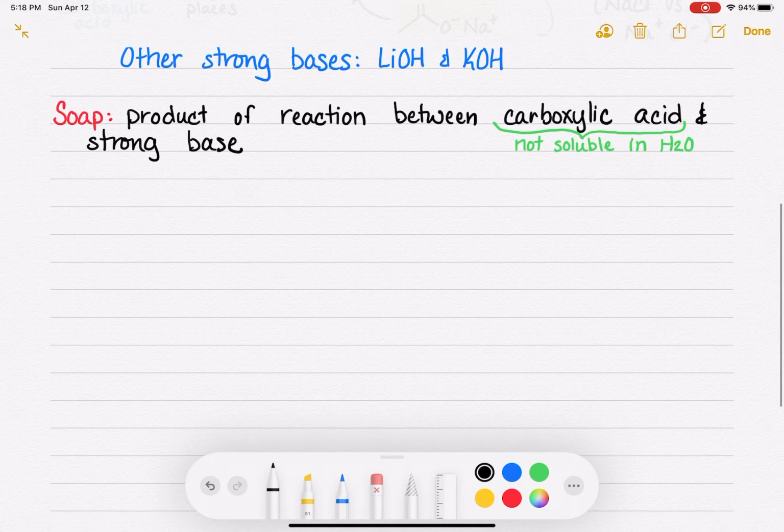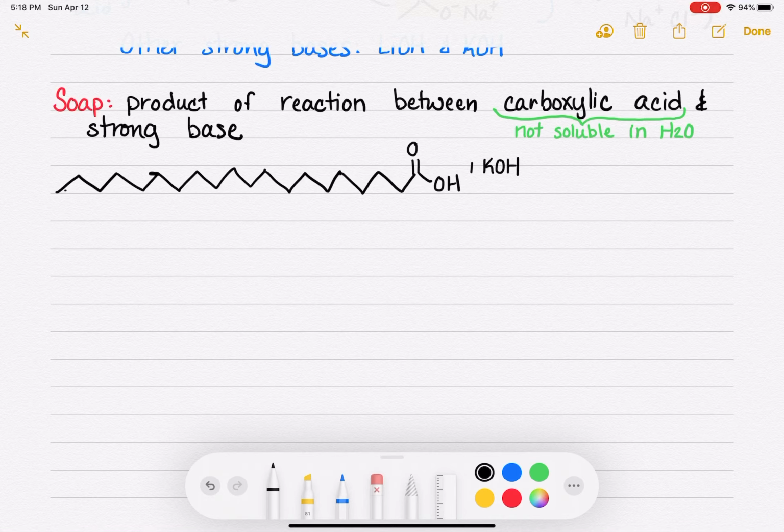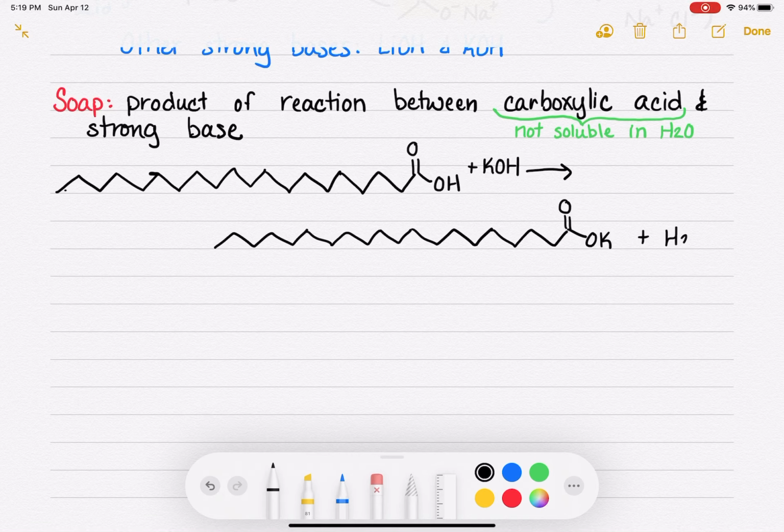And the carboxylic acids that are not soluble in water are typically ones that are just really, really big. So I'm going to draw a really long 20 carbon carboxylic acid. So that's really big. And let's react it with KOH. And the product of this reaction, with 20 carbons, plus water. The product of this reaction looks like it would be a pretty good soap.